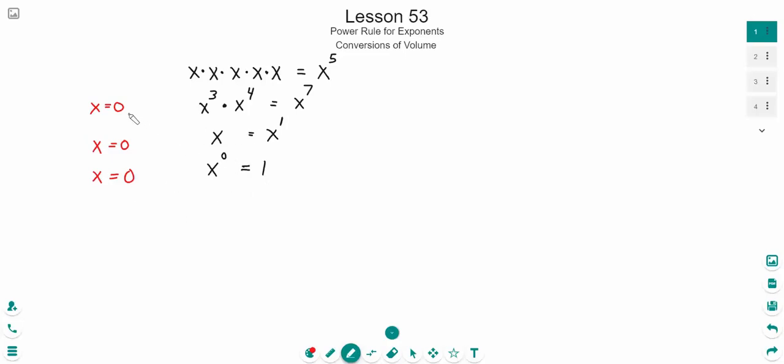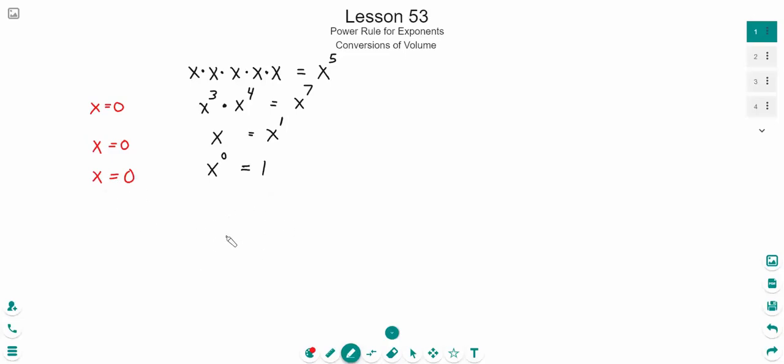For right now, we'll just remind you anyway that when we do these rules, we're assuming that the x is not equal to zero. The variable is not equal to zero. So now that I've said that, you can kind of ignore it and just remember the rules. But in the back of your mind anyway, you should remember that x does not equal zero. All right. So moving on.